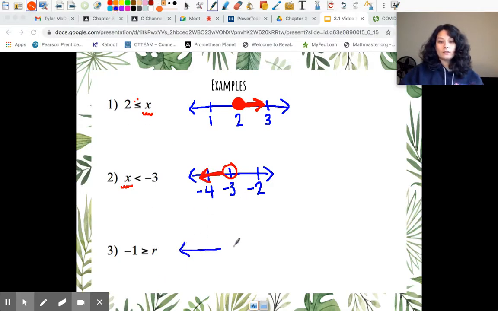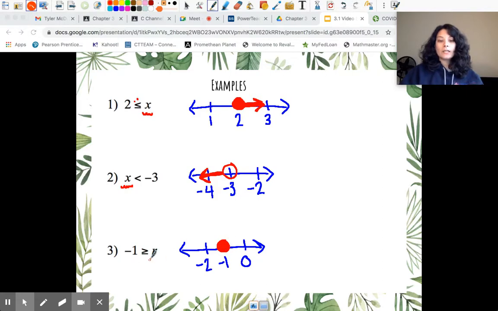Last one, I draw my number line, 3 tick marks, -1 goes in the center. They're negative, so they flow backwards, so I'm going to choose -2 as my smaller number and 0 as my bigger number. I'm going to look at the type of symbol I have to determine what type of circle I use. It has a bar underneath, so above the -1, I'm going to draw a circle and color it in.